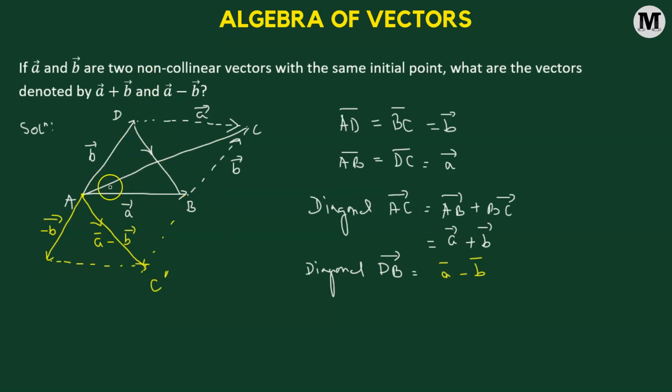So that means if we have two non-collinear vectors, A vector and B vector, sharing the same initial point, then A vector plus B vector and A vector minus B vector are going to be the two diagonals of the parallelogram.